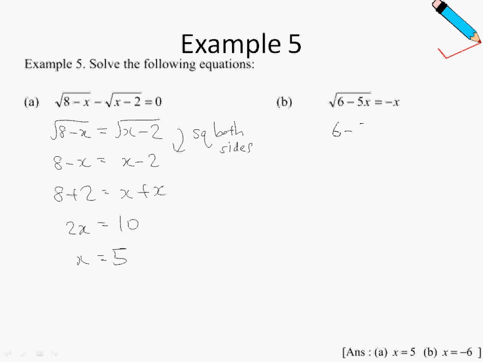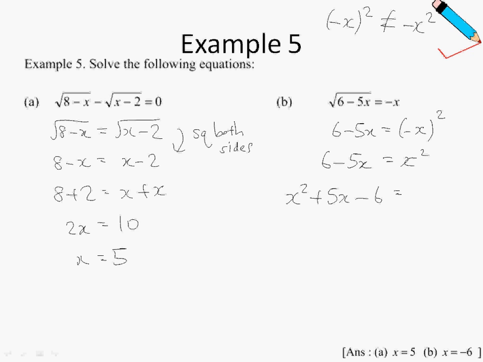If I square both sides, I'll get this equals (negative x) squared. The thing to take note of here is that (negative x) squared is not equal to negative x squared. So be very careful when you square, you have to put brackets around negative x. If I do that, I'll have 6 minus 5x equals x squared. Shifting the terms around, x squared plus 5x minus 6 equals 0.